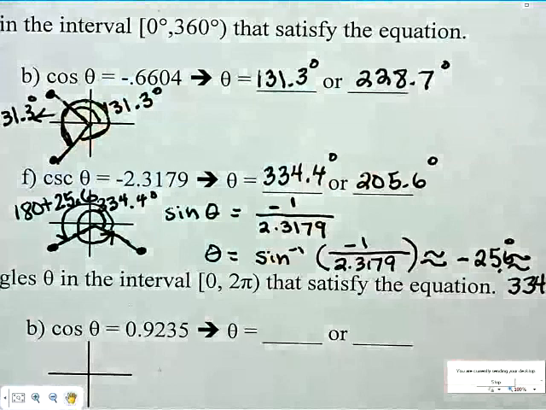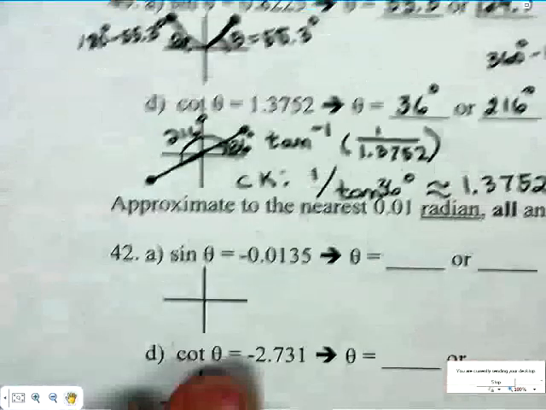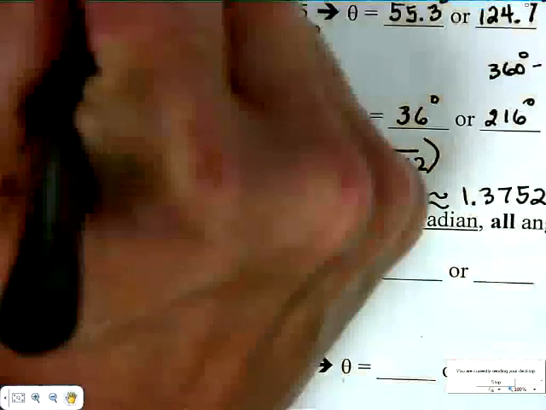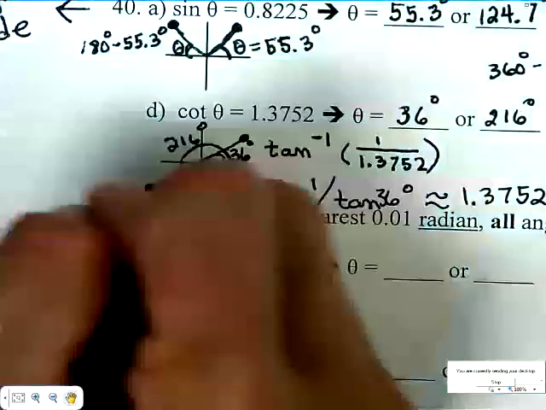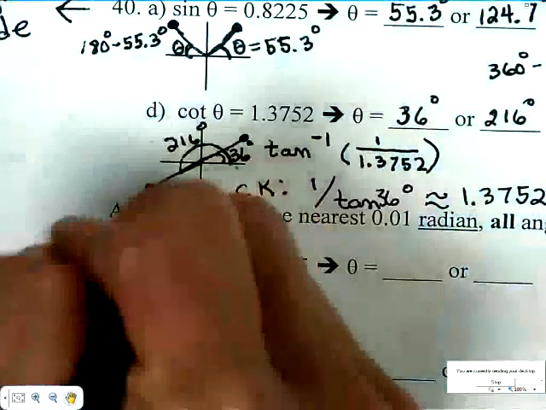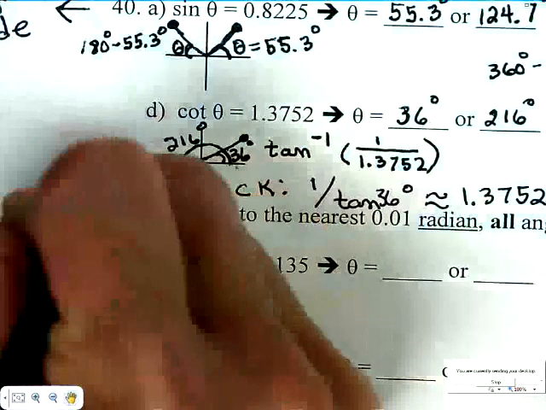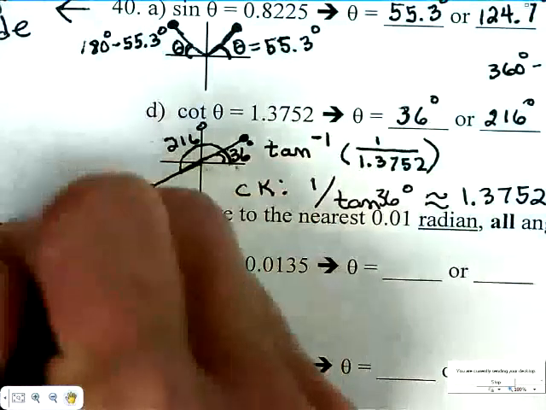All right, all we have to do differently on number 42 is put the calculator in radian mode. So make sure you make a note on number 40 to have your calculator in degree mode, because that's what you want the calculator to give you. And on 42, make sure you have your calculator in radian mode, because that's what you want the calculator to give you.